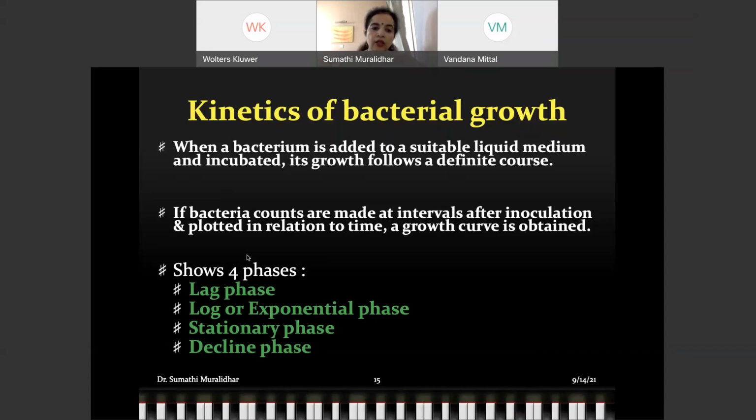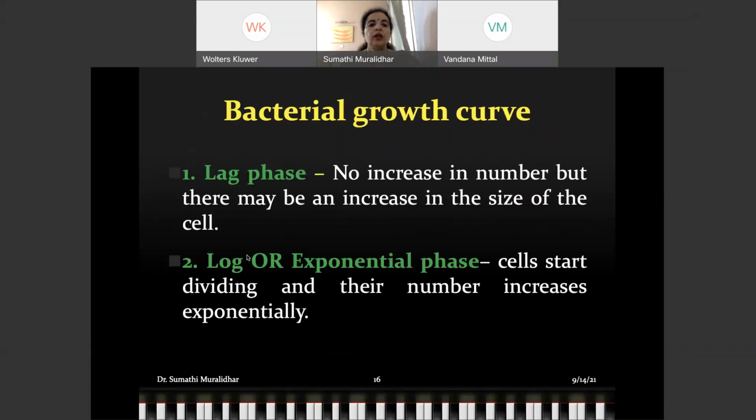Basically, there are 4 phases: the lag phase, the log or exponential phase, the stationary phase, and the phase of decline. Now, the lag phase is where there is no increase in number. When you just add the bacteria, the first phase is the lag phase. Here, the bacteria will not immediately start multiplying. It requires a little time to get used to the environment that it has been put in, and some time to assimilate all the nutrients and then start growing. So that phase is called the lag phase, where it is getting ready to grow.